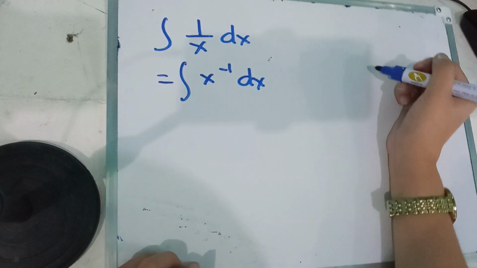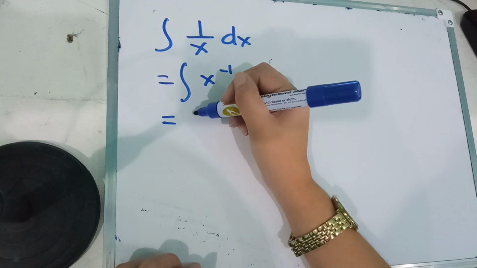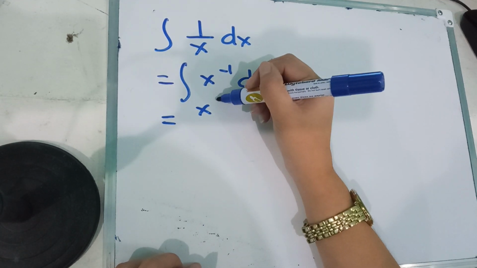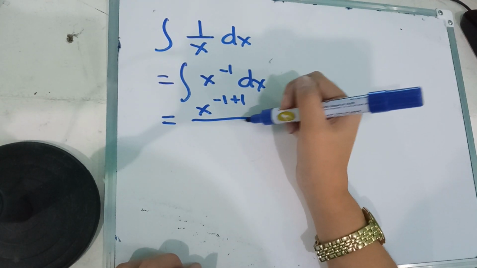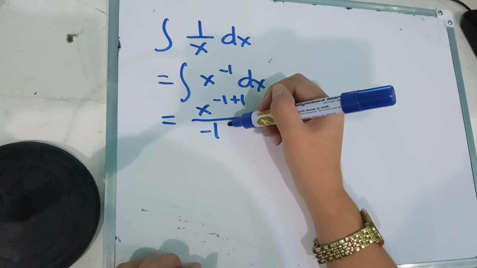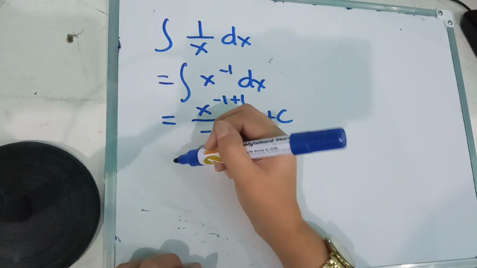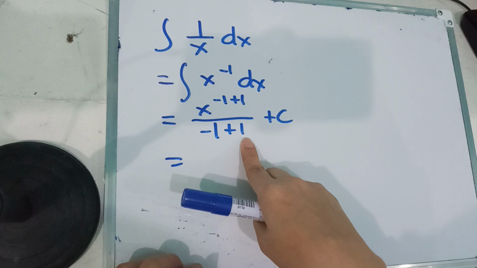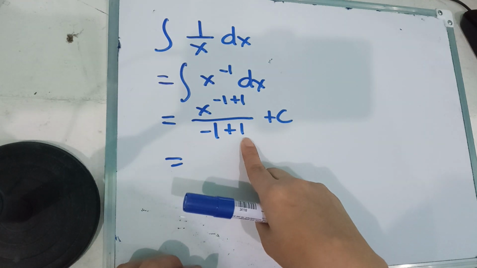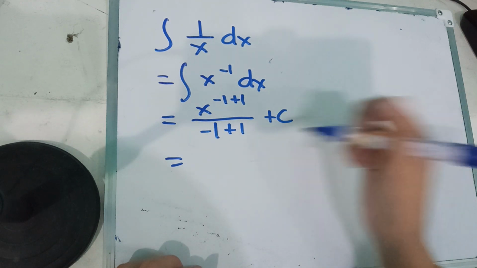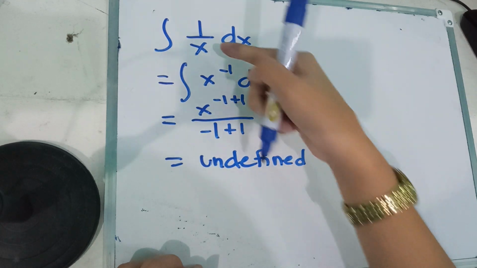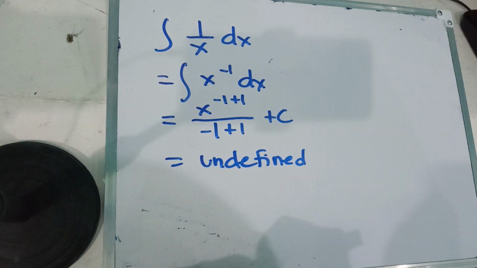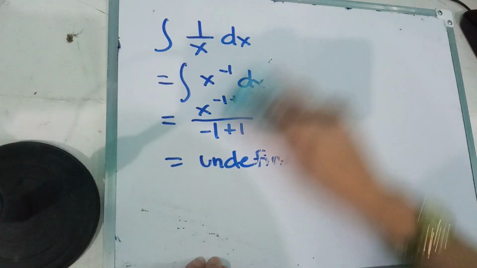Now using the power rule, that will be x to the power of negative 1 plus 1, and the denominator is also negative 1 plus 1, plus c. Now negative 1 plus 1 will give us 0, right? And if the denominator is 0, therefore the function will be undefined. Therefore, for this given example, we cannot use the power rule. That is why we have the rule for the natural logarithm.